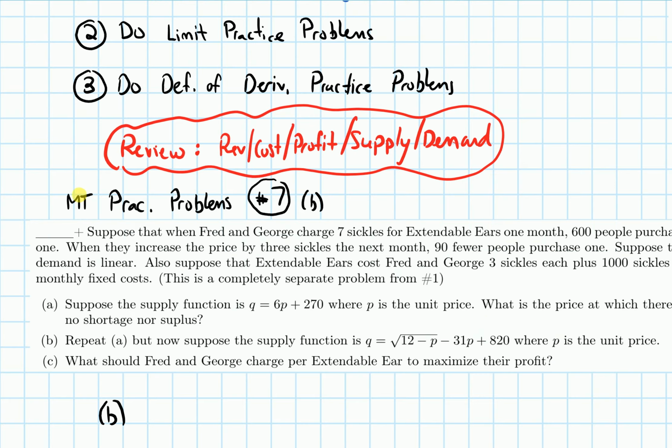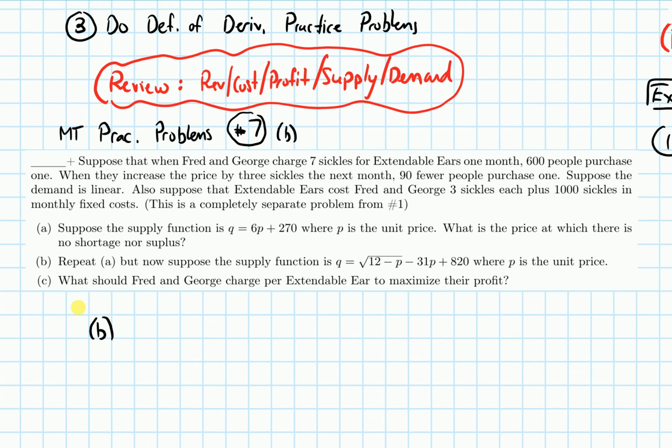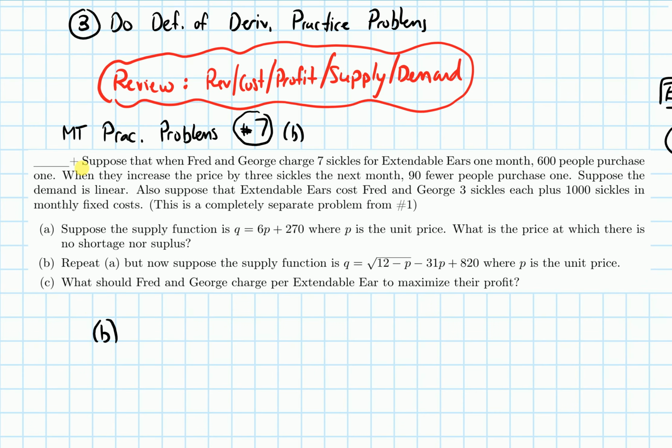All right, so this is one of the questions from our midterm practice problem. So it's problem number 7B from the midterm practice. So the scenario is, suppose that when Fred and George charge 7 sickles for extendable ears 1 month, 600 people purchase one. When they increase the price by 3 sickles the next month, 90 fewer people purchase one. Suppose the demand is linear. And also suppose that extendable ears cost Fred and George 3 sickles each, plus 1,000 sickles in monthly fixed costs.